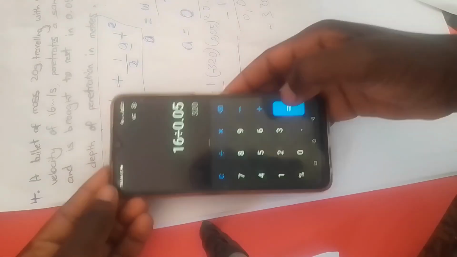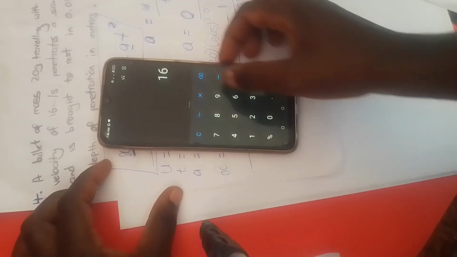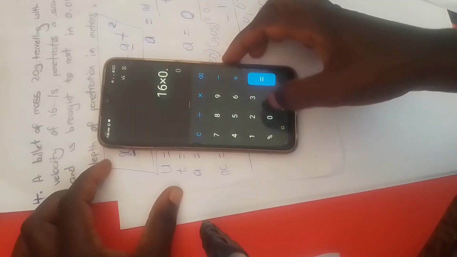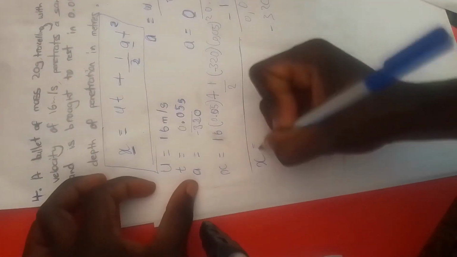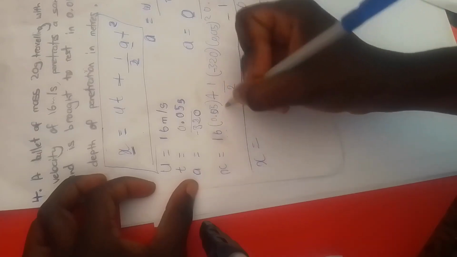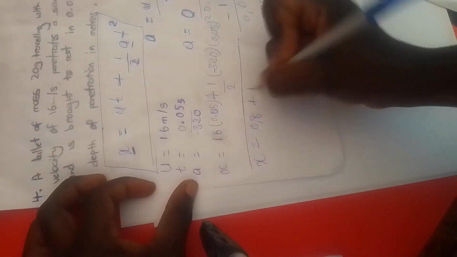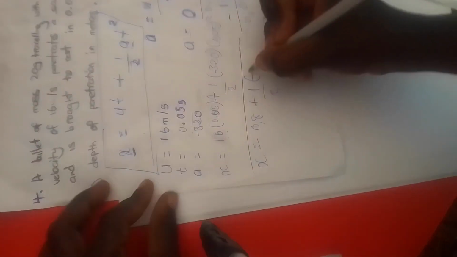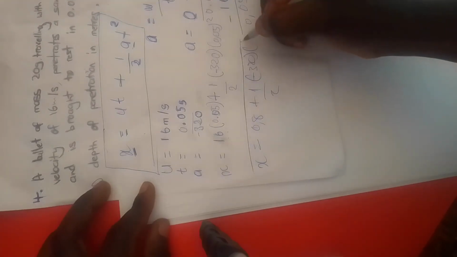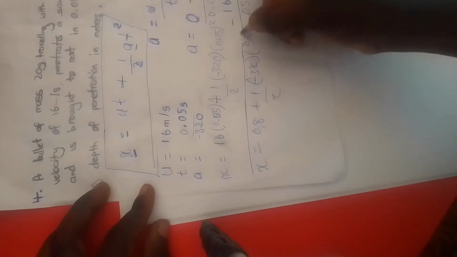Okay, so we are seeing that 16 times 0.05 is 0.8. So ut, in this case, x is equal to ut, which means 16 times 0.05, which is 0.8, plus half of negative 320 times 0.05 squared. I just hope you're seeing this. 0.05 squared.